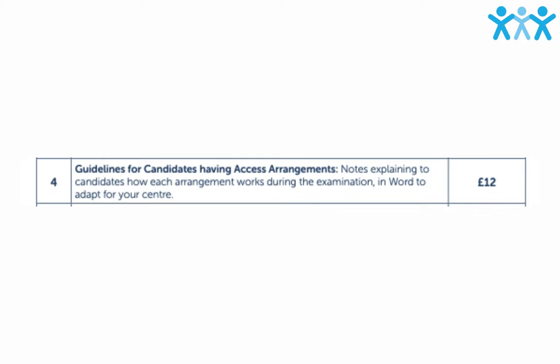The next resource is our Guidance for Candidates document. These are notes explaining to candidates how each arrangement works within the exam. So, for example, if you're having a reader and a scribe, this is how it will work on the day of the exam. The document is in Word, so you can adapt it for the way that you do things in your centre. Many centres give copies to candidates and also to their parents to keep them informed about access arrangements that their son or daughter is having.